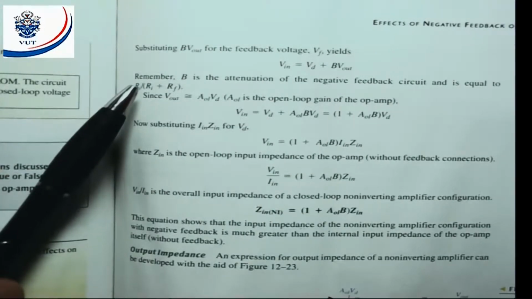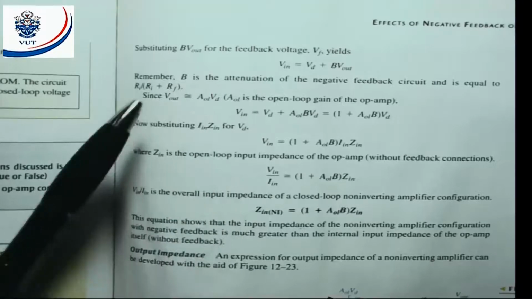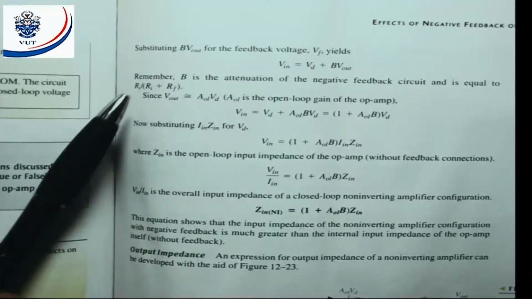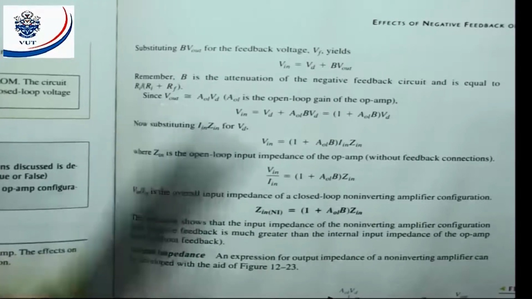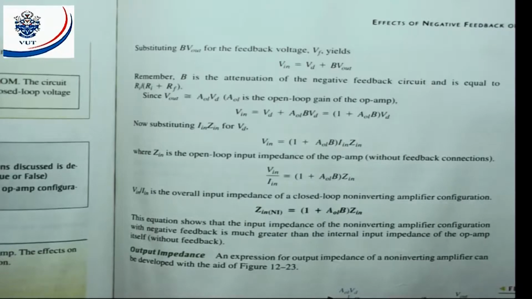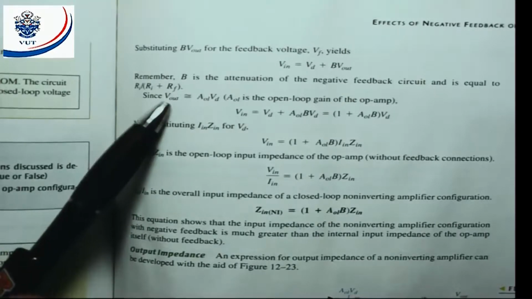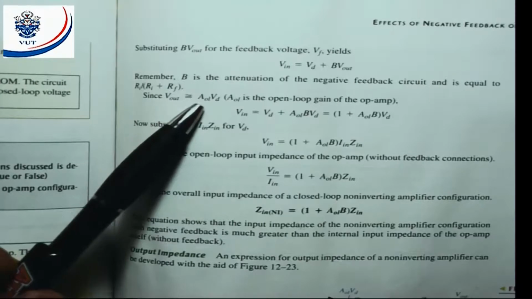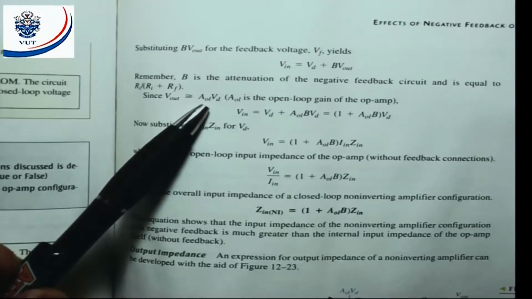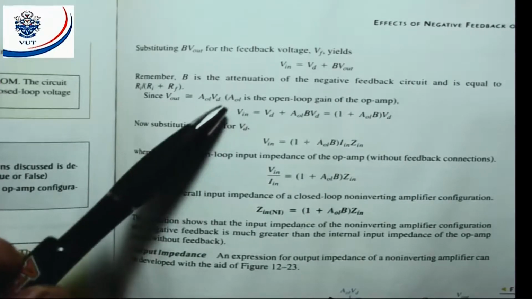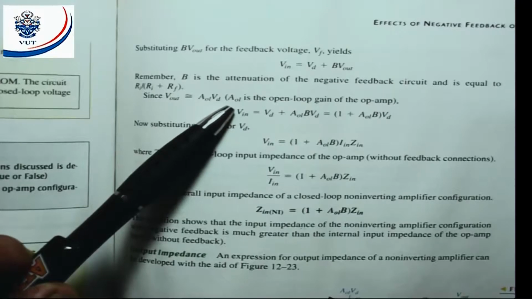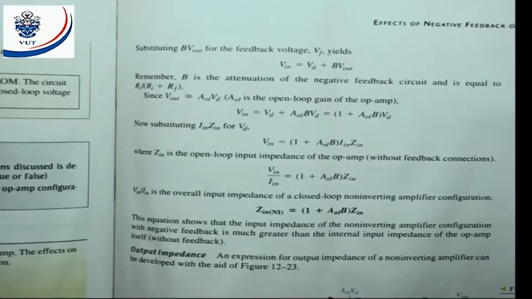Remember that my attenuation is equal to Rin divided by Rin plus Rf. Since Vout is approximately equal to the open loop gain times my differential voltage, where AOL stands for the open loop gain, that means the gain of the amplifier without any feedback, then we can say Vin is equal to Vd plus open loop gain times my attenuation times my differential voltage. And then I can take Vd out of the equation. It is equal to 1 plus open loop gain times my attenuation times my differential voltage.